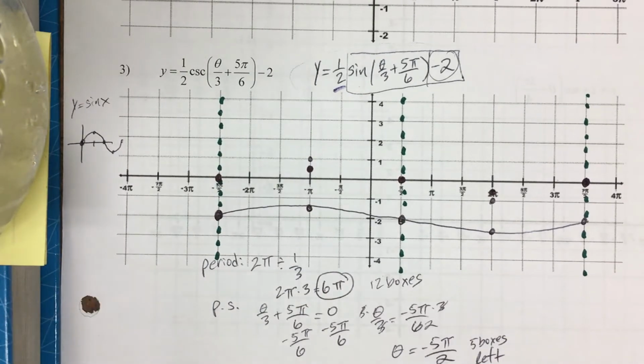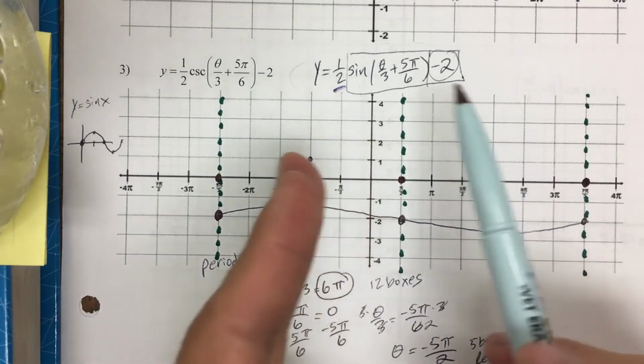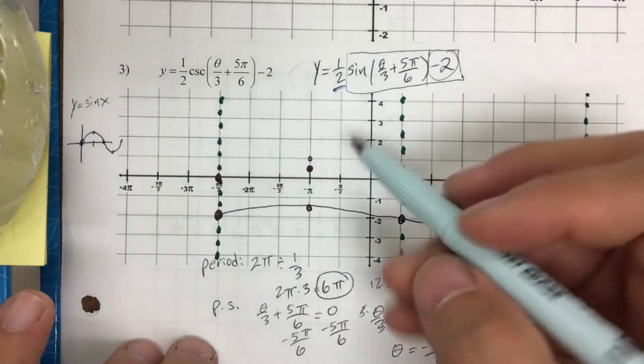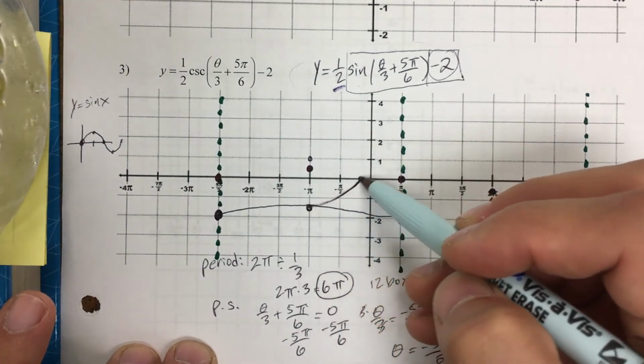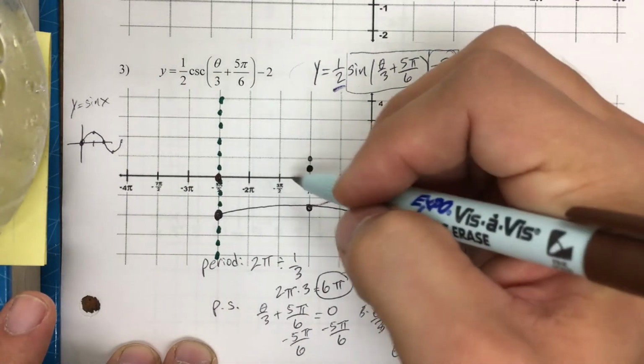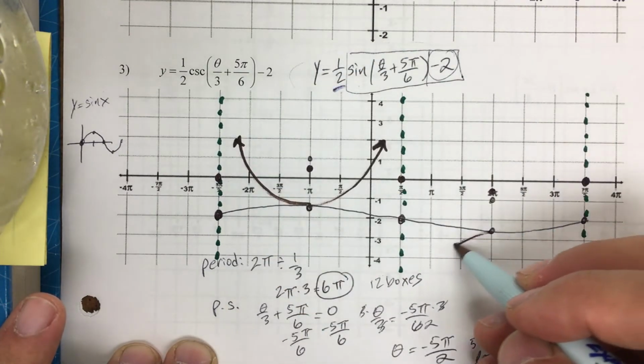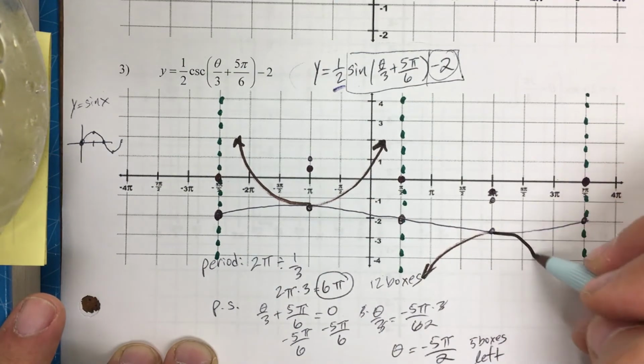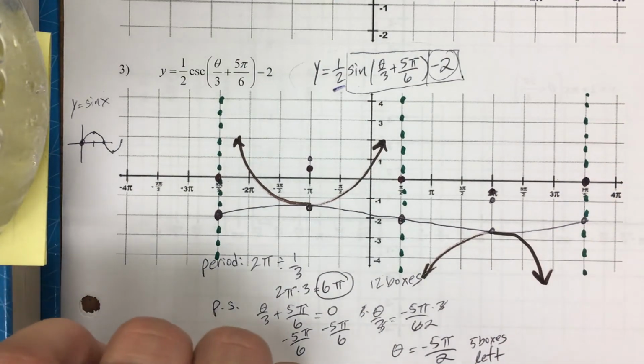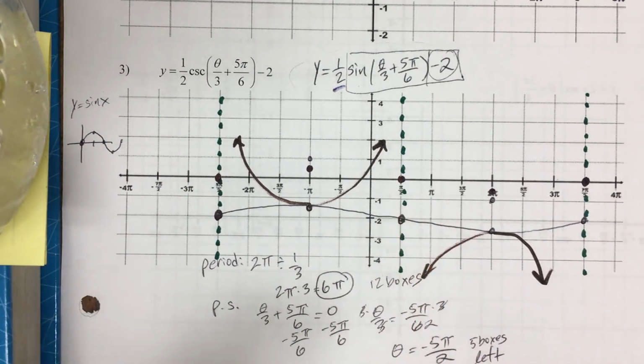Now to actually transition from graphing the sine graph to the cosecant graph, I'll just graph up like this, making sure you're not hitting your vertical asymptotes. And I'll go down like this. And that's how you graph cosecant. If you can graph sine, you can graph cosecant.